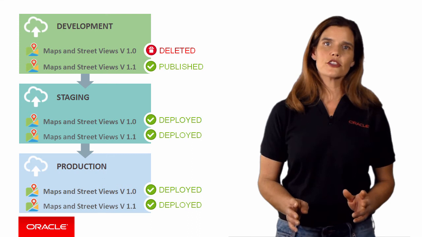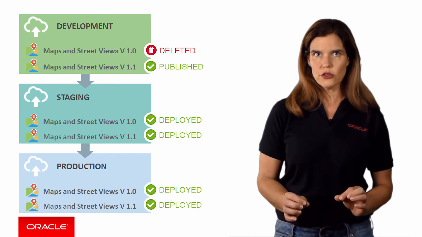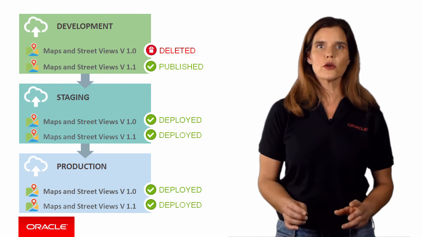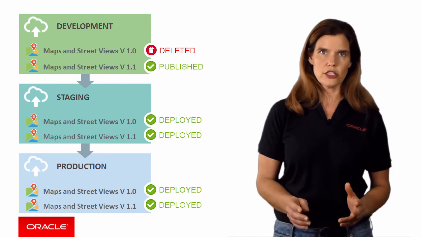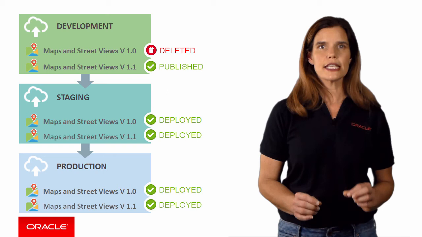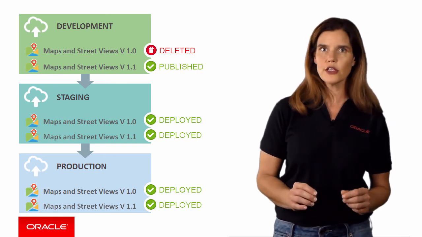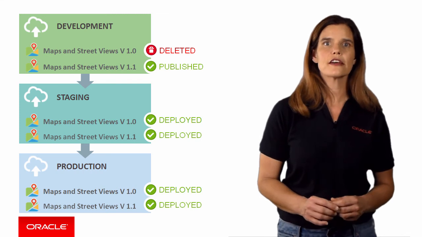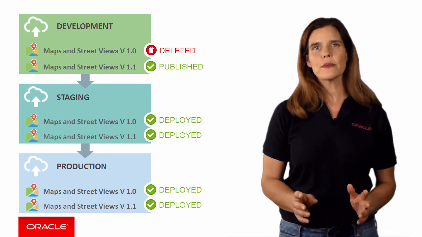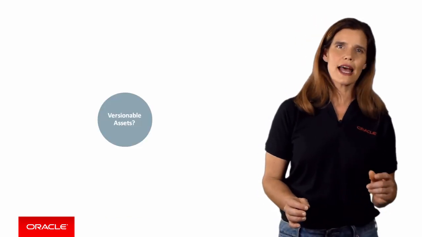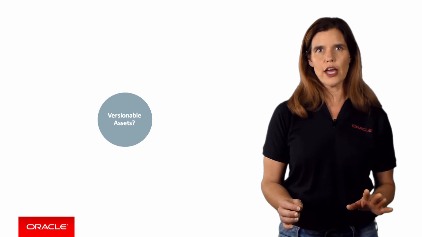When a specific version of a mobile backend is no longer used or is unstable, you can change its state to inactive and it will no longer accept requests from mobile applications. The ability to deactivate a mobile backend gives you complete control over retiring the mobile backend at the end of its life cycle. So those are the basics of how versioning works in MCS. At this point, you might be wondering, which MCS assets are versionable? Let's go over that quickly.